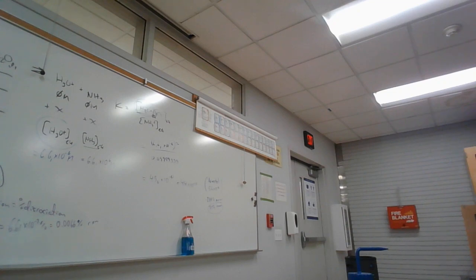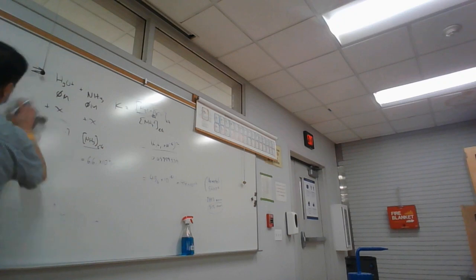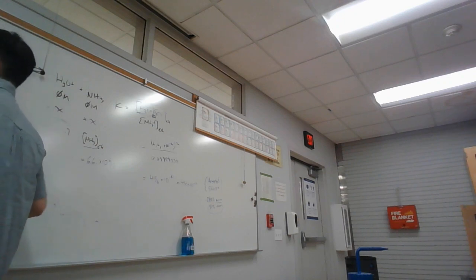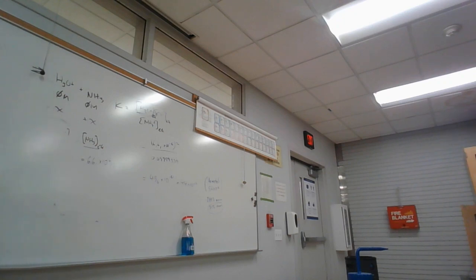I don't know what those are, but I'm going to plug in x here. So I'm going to get x squared on the top, and then 0.05 minus x on the bottom. And this is going to equal 4.36 times 10 to the minus 10. And then just solve this for x. When I solve this for x, let's go ahead and do that over here. I'm going to get this into quadratic form.